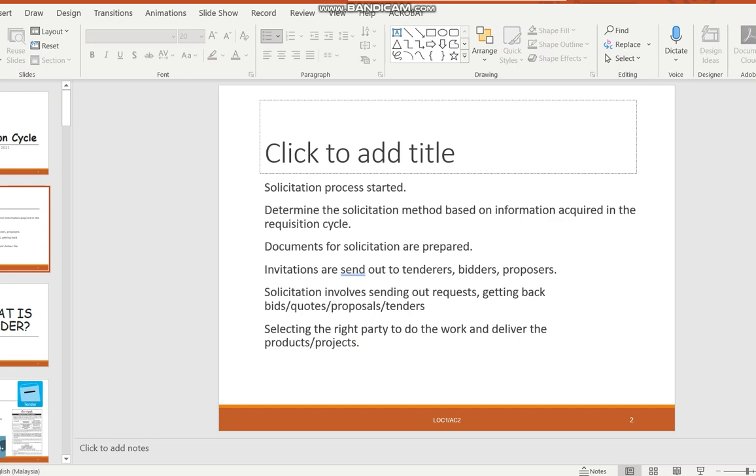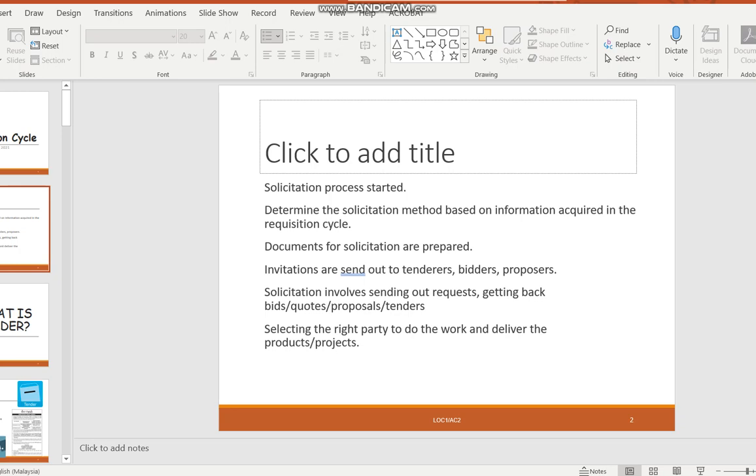So when the solicitation process starts, we start off from understanding the information that we got from the requisition cycles, and the requisition cycles will have all the legal documents prepared. From here onwards, you need to start to prepare the solicitation documents. In a requisition, you're preparing the technical and the legal documents, but in solicitation, you need to prepare the solicitation documents, such as the tendering documents.